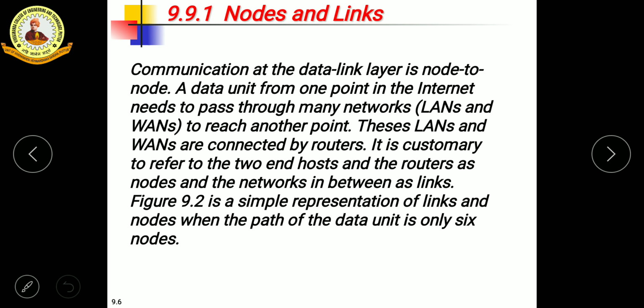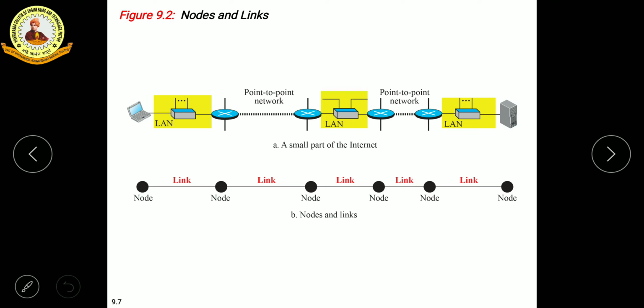So going to the next point, we have nodes and links. I have a figure, I'll explain with that. Observe the figure. Here, communication at the data link layer is node to node. A data unit from one point in the internet needs to pass through many networks, that is, it may be a LAN or a WAN, to reach another point. These LANs and WANs are connected by routers in between. You can see routers here. So these are the routers.